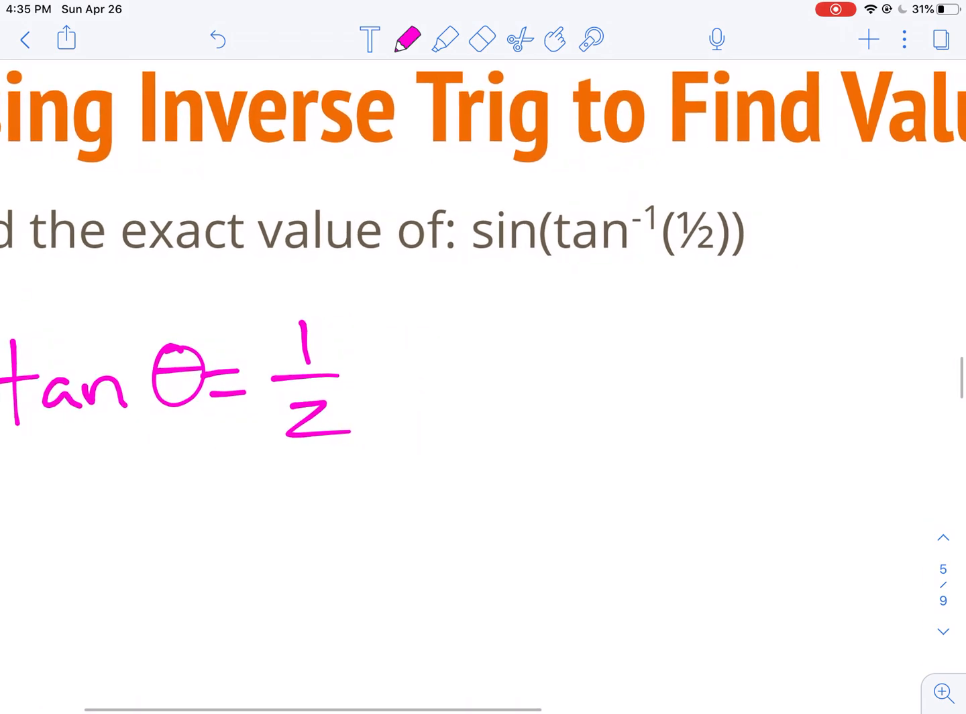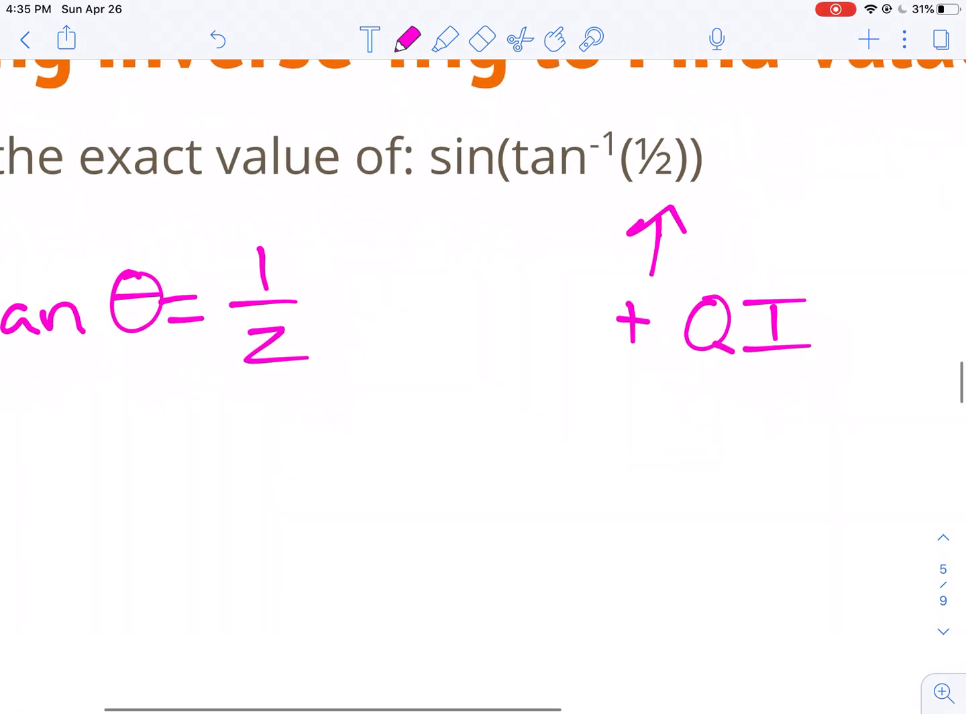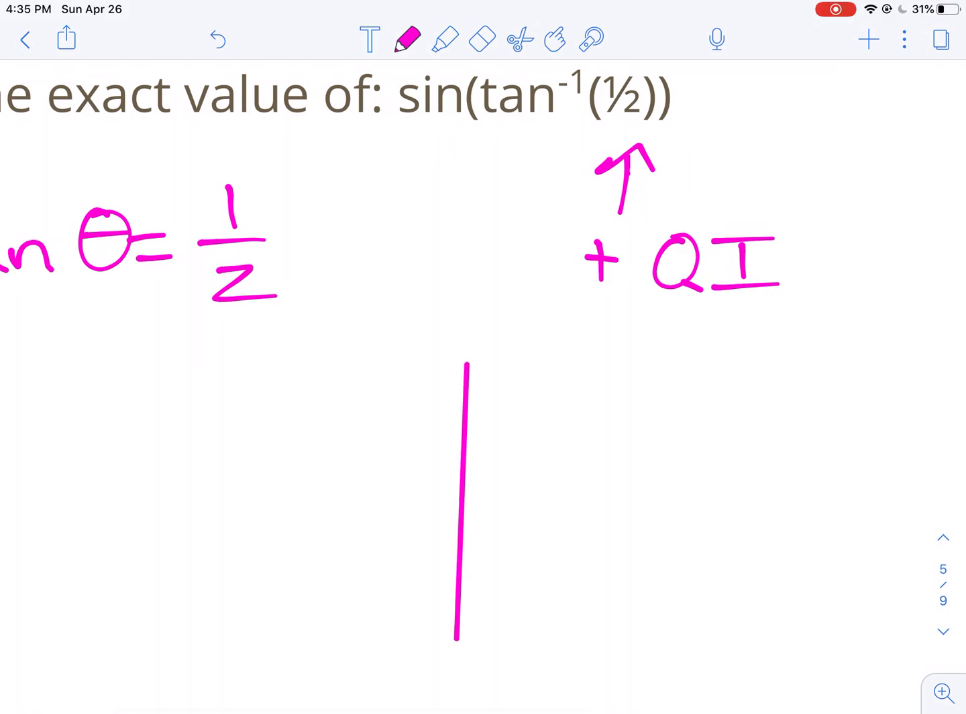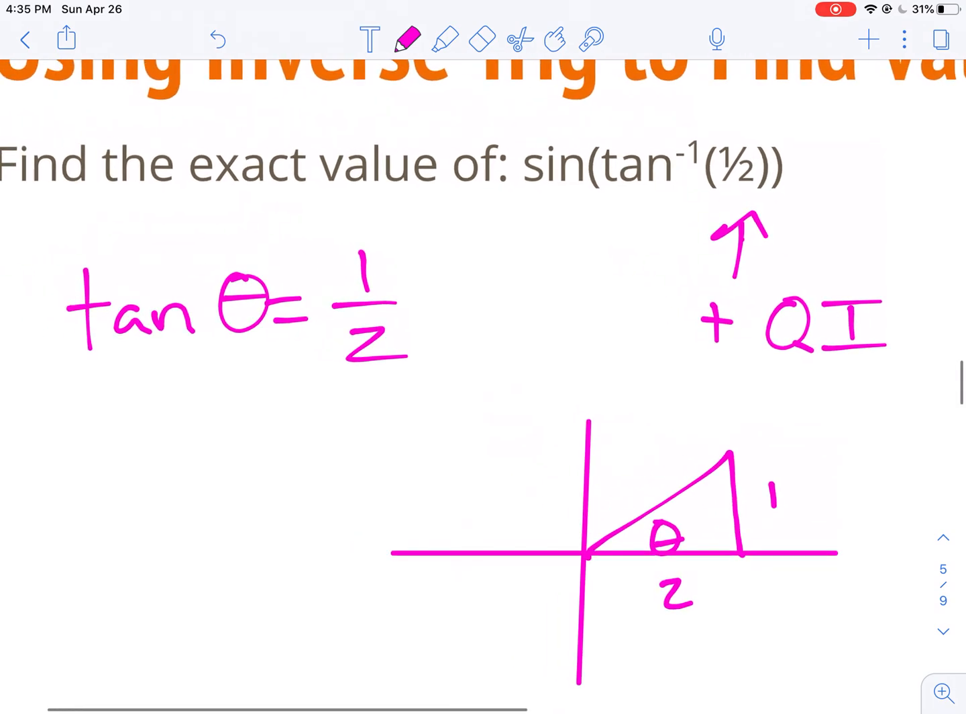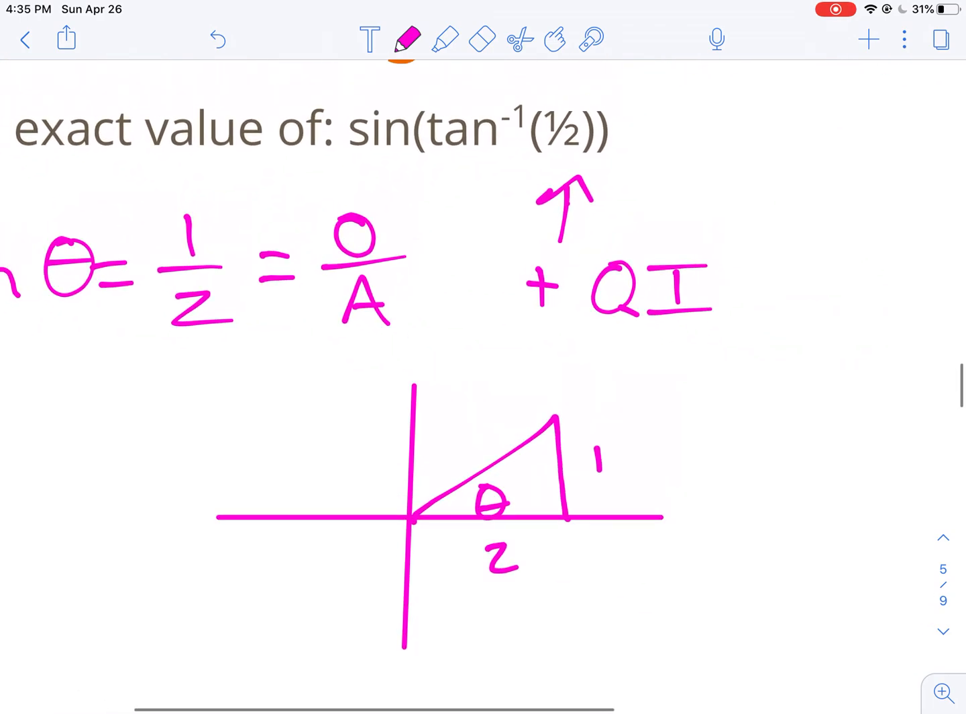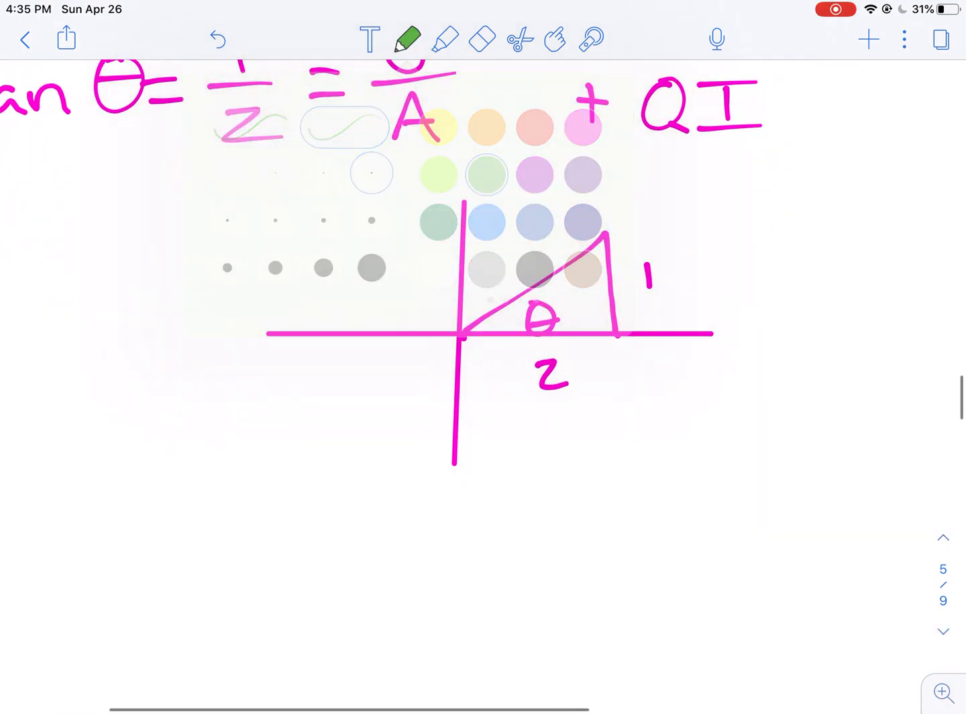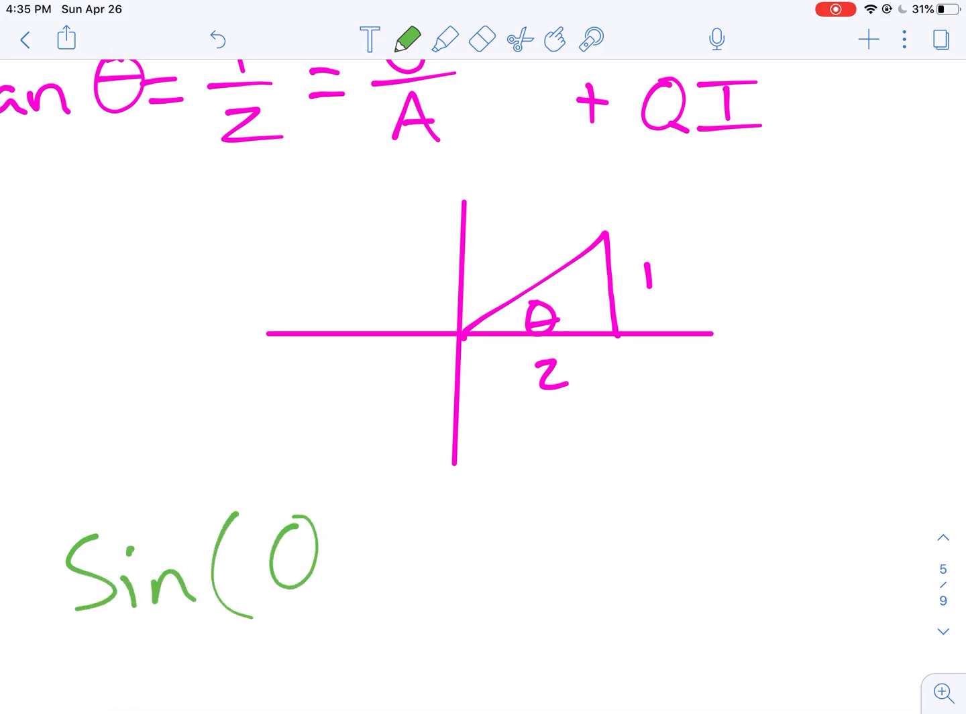So that means that I'm looking at some angle that is in quadrant 1 because this is positive, where I've got this angle theta that is coming out, and I know that my opposite side is 1 and my adjacent side is 2 in quadrant 1 because I'm talking about the inverse tangent, which is opposite over adjacent. Now I take the inverse tangent of this angle, and now I'm saying that I need the sine of whatever theta this is. I want to figure out what is the sine of this theta.